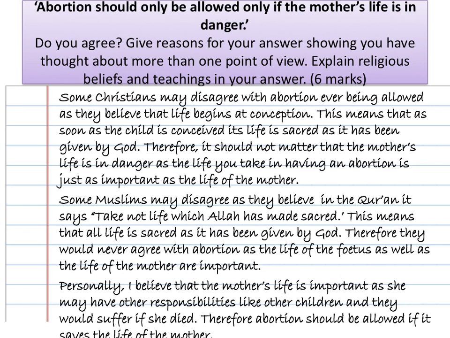Some Muslims may disagree, as they believe in the Quran it says, "Take not life which Allah has made sacred." This means that all life is sacred as it has been given by God. Therefore, they would never agree with abortion, as the life of the fetus, as well as the life of the mother, are important. Personally, I believe that the mother's life is important, as she may have other responsibilities like other children, and they would suffer if she died. Therefore, abortion should be allowed if it saves the life of the mother.